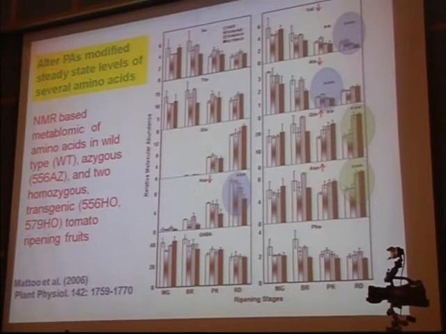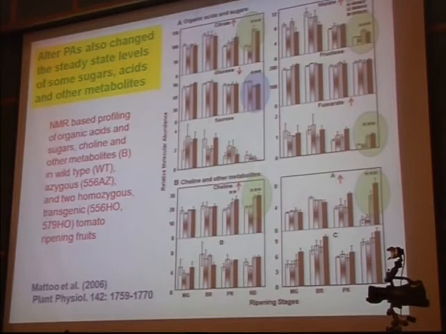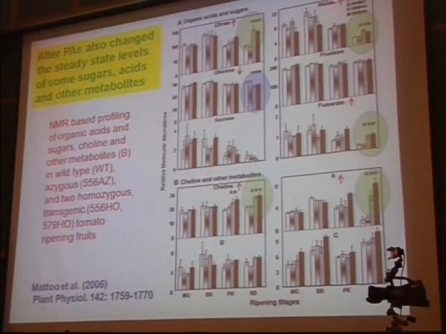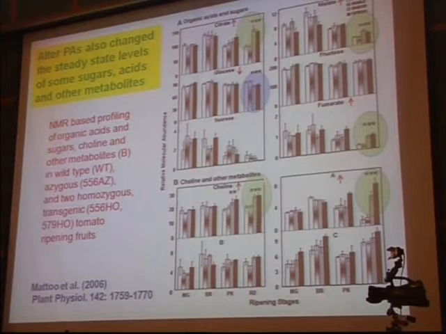It also changed some of the amino acids; we looked at metabolic studies. Some have gone up. For example, glutamine has gone up, asparagine has gone up, whereas valine has gone down, and aspartic acid has gone down. Same thing was true for the sugars. Some of the sugars, citrate has gone up, and some other, choline for example, has gone up. And choline is a very important compound for human health also.